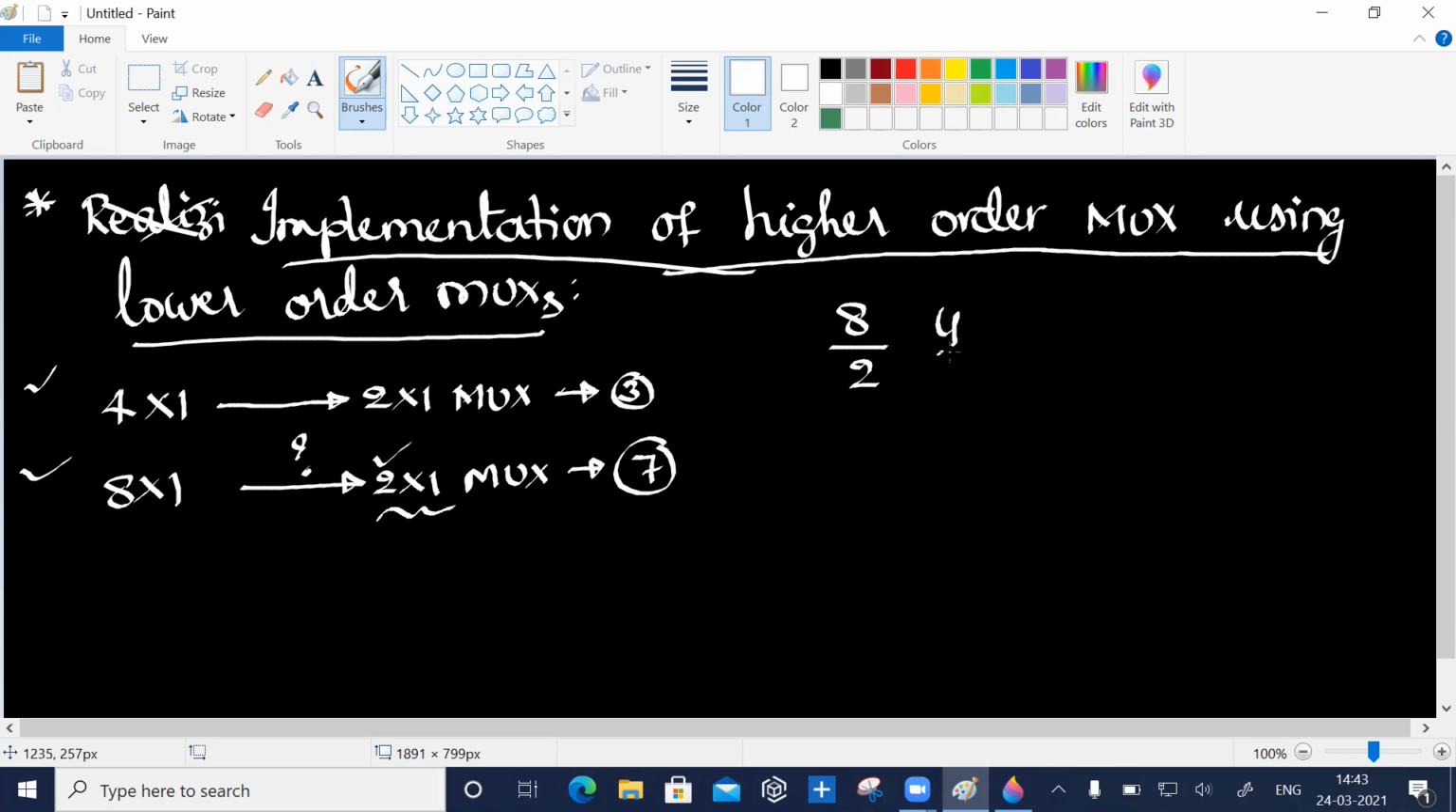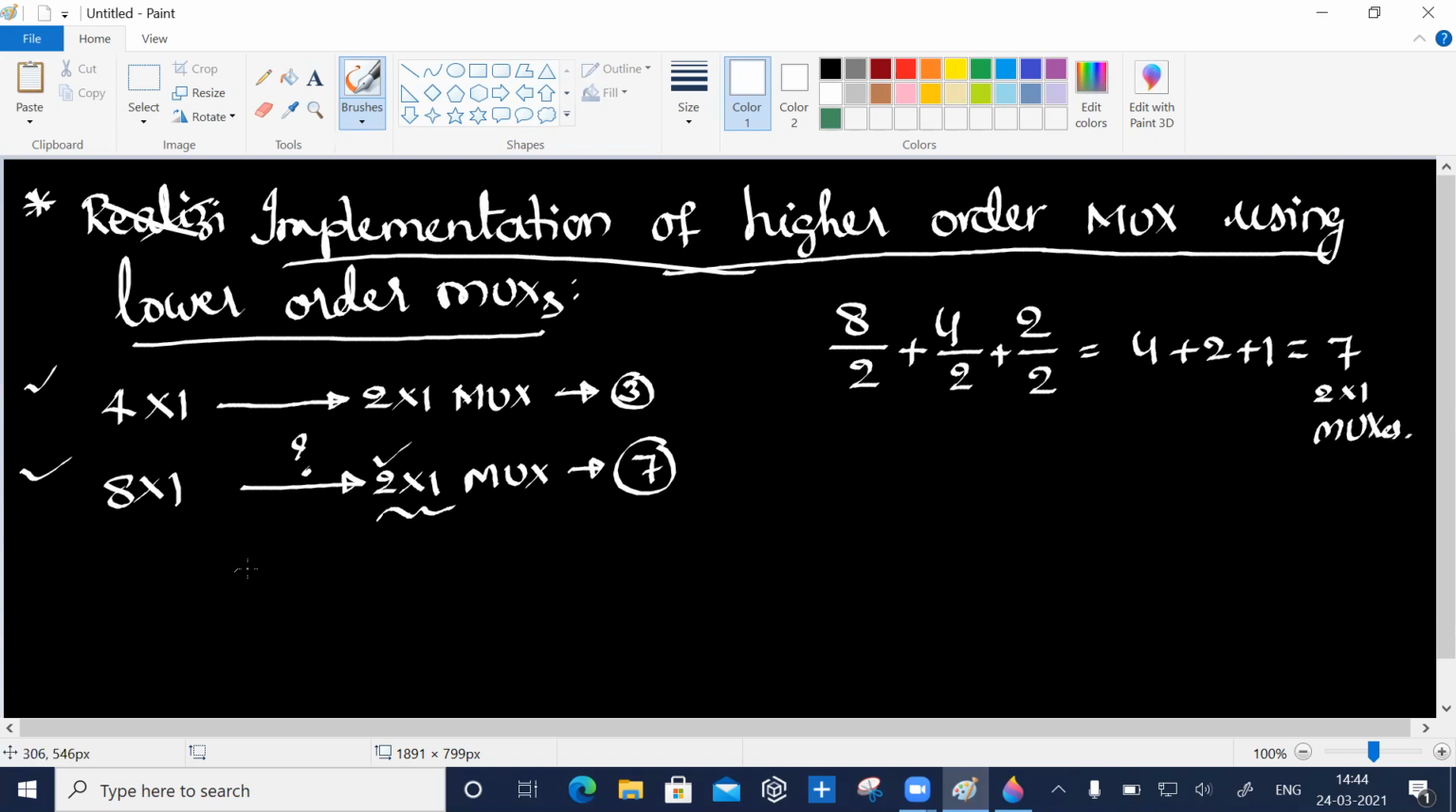So again, you divide 4 by 2. What do I get? I get 2. Again, divide 2 by 2. I get 1. You don't divide again 1 by 2. Okay? I require only integers, not these decimals. So just add all these things. So what do you get now? 4 plus 2 plus 1 equal to 7, 2 by 1 muxes.